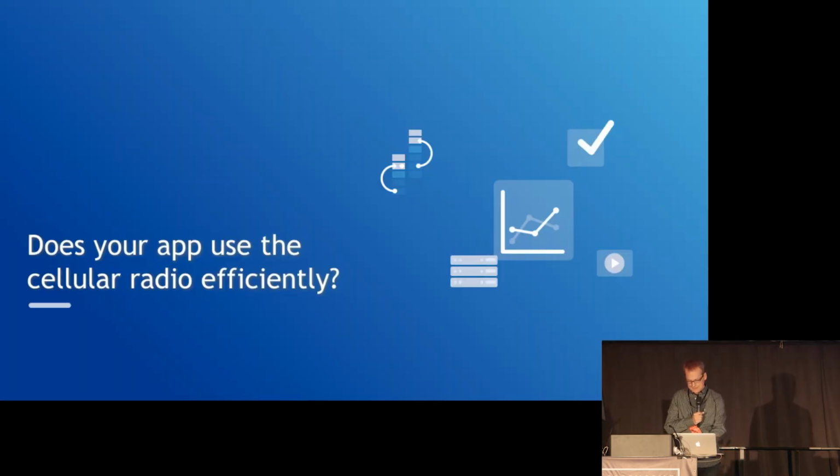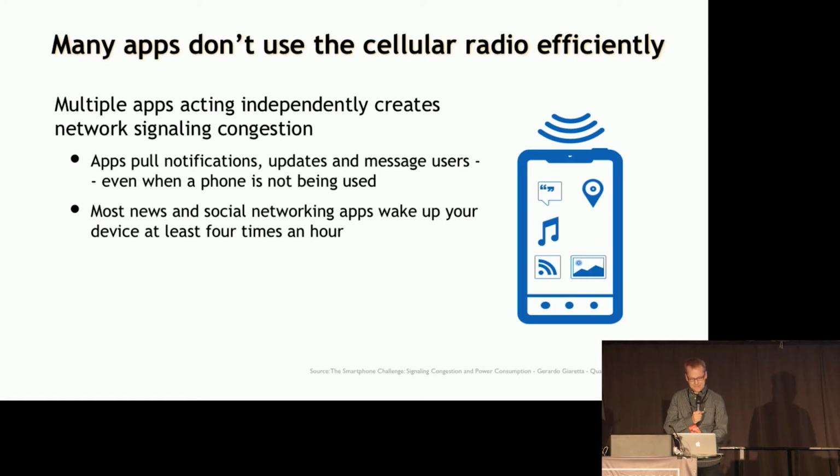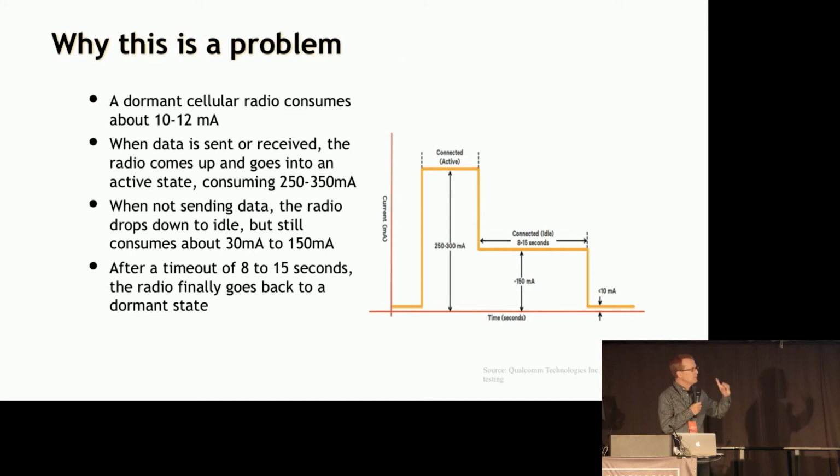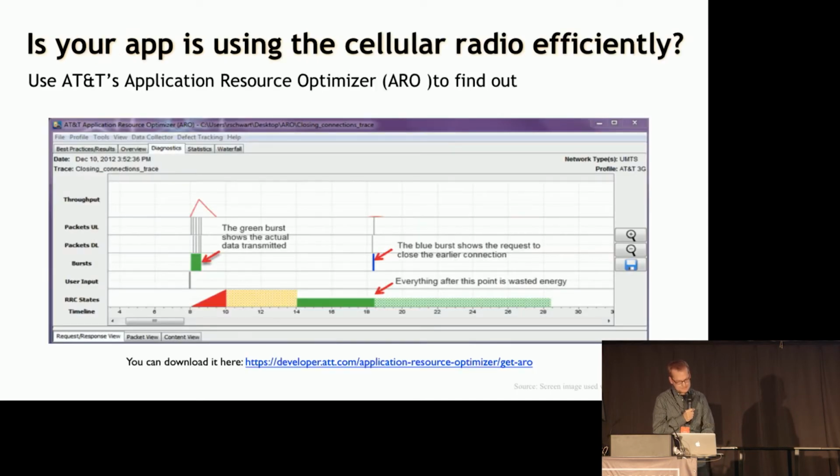So how do you use a cellular radio efficiently? A lot of apps have problems, especially social media apps. The reason this is such a big deal is when the cellular radio is active, it uses a fair amount of power. In this example, it's about 300 milliamps. And then it goes to an idle state, and it stays in that state for up to 15 seconds. And it's still at a fairly high power level. It's at 150 milliamps. And then finally it goes into a dormant state. So that's kind of referred to as the long tail.